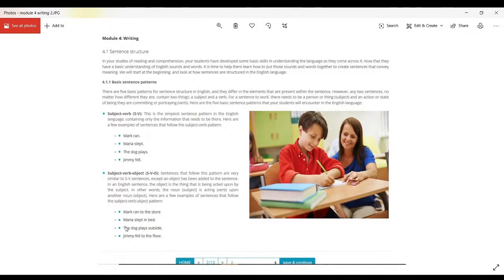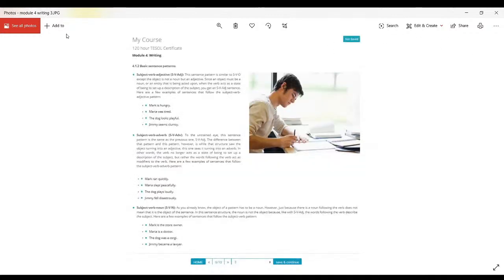And so on. Maria slept in bed. The dog plays outside. Jimmy fell to the floor. Save and continue. Let's continue. The next or the third basic sentence pattern is subject, verb, adjective.